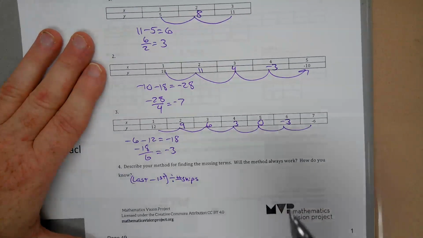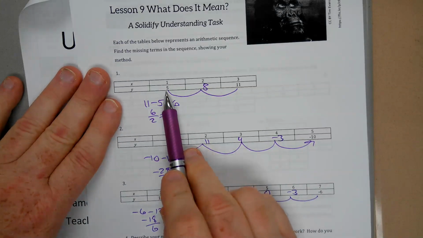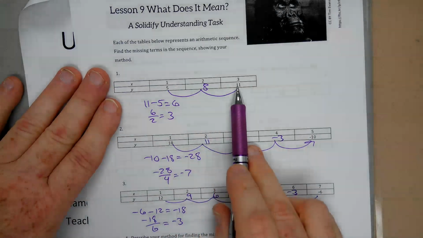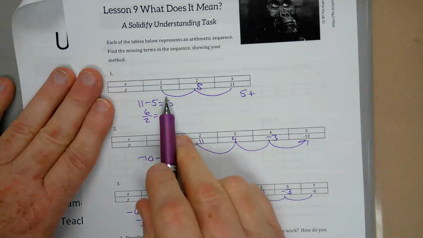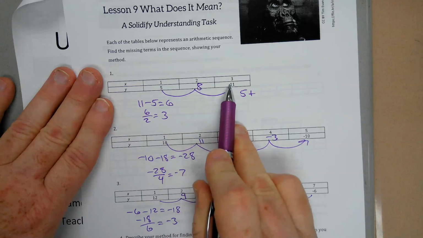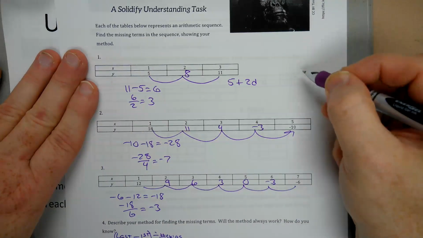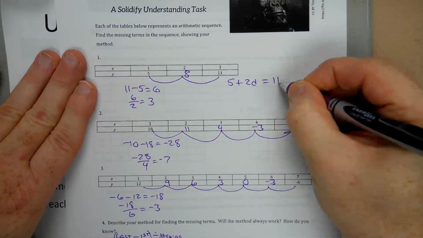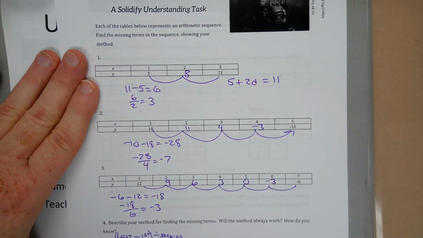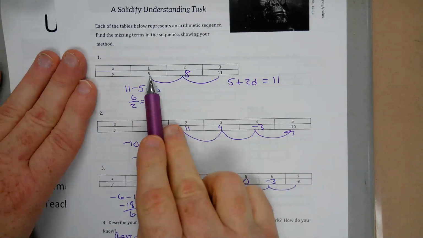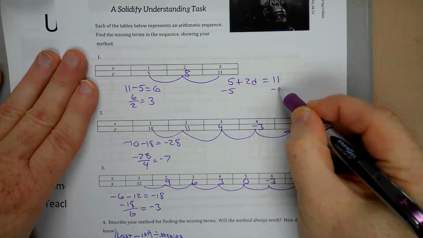I want to start with a number, and find out what I need to add to it to get to 11. Well, this is the common difference, and it's being applied twice. And we end at 11. So let's start my process. Let's take the last number minus the first number.